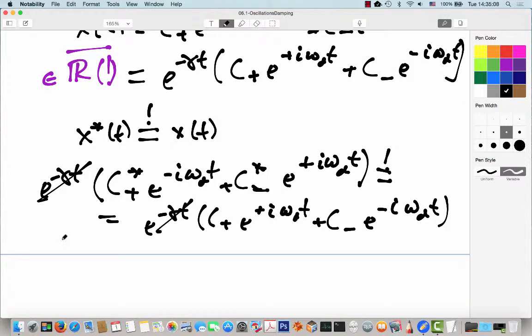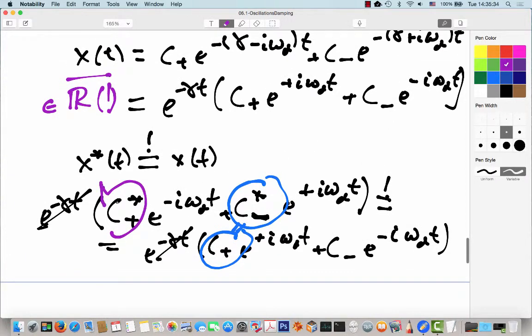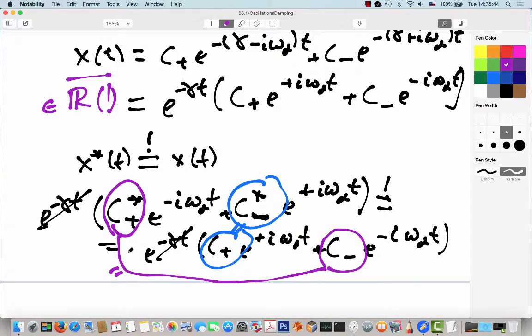All right, now the big deal here is we need to compare coefficients. We have an e to the plus I omega t here and there, so that demands that these two terms be equal, and by the same token with the e to the minus I omega t there, that demands that that term and that term also be equal.